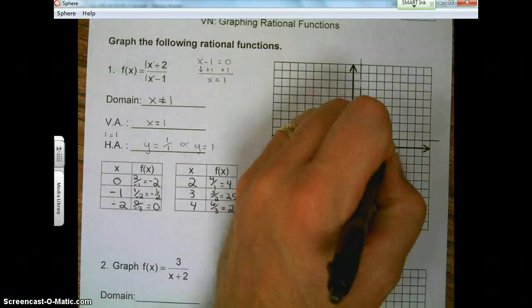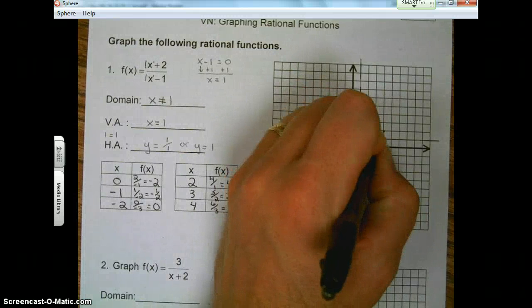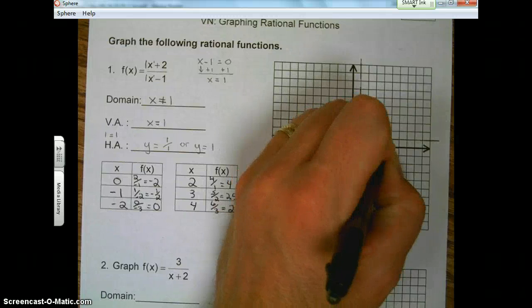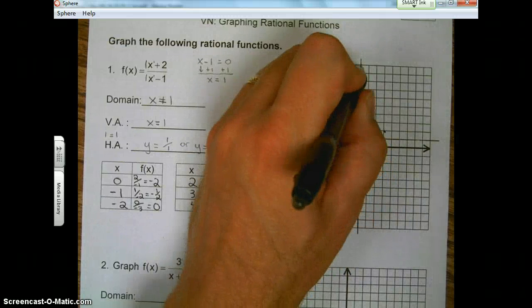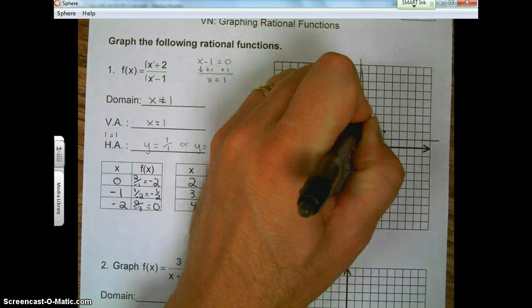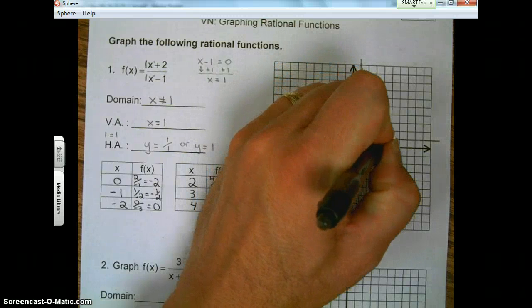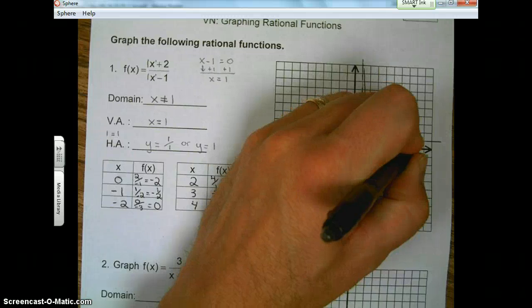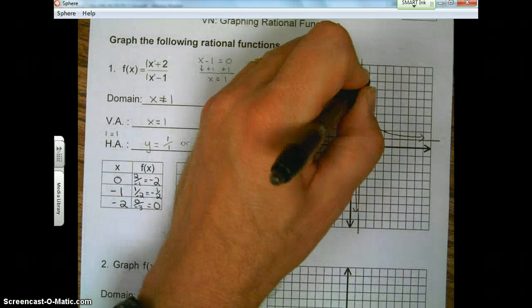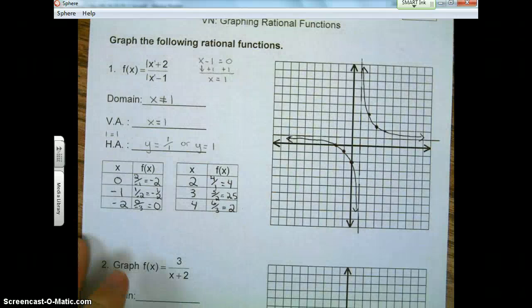So 4, 2. I guess my graph isn't quite high enough here. So here we go. We're going to go along the vertical asymptote, curve through these points, and then go right along the horizontal asymptote, just like that. And that's how we get our graph.